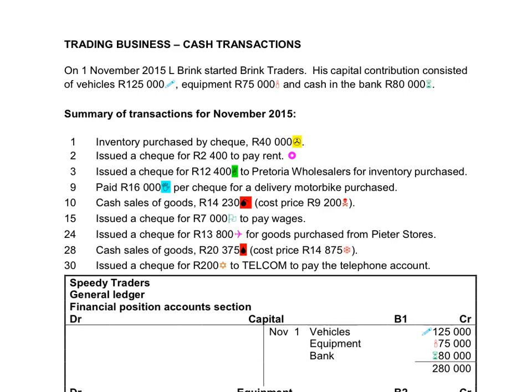Good morning. We will pay attention to cash transactions today. The owner contributed vehicles and equipment and cash in the bank. We will therefore credit the capital account with all three amounts that he contributed, and we will record the vehicles, equipment, and the amount in the bank on the debit side.